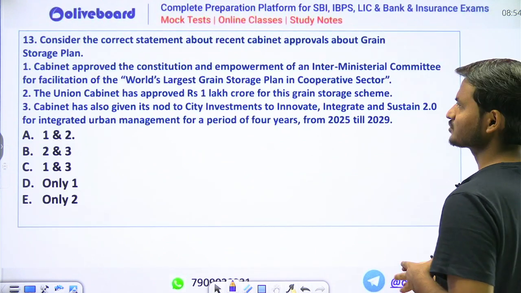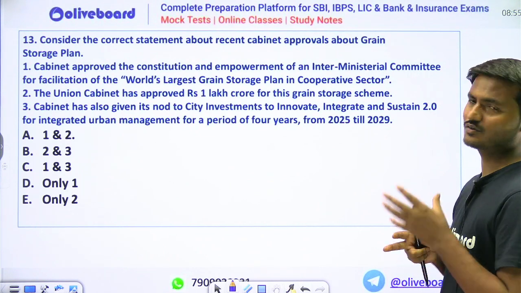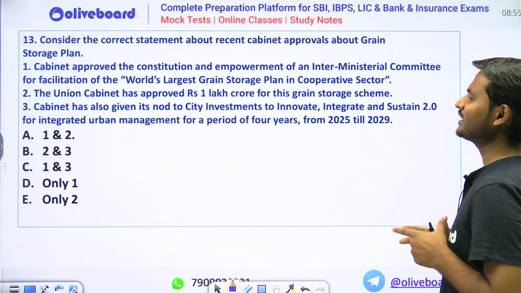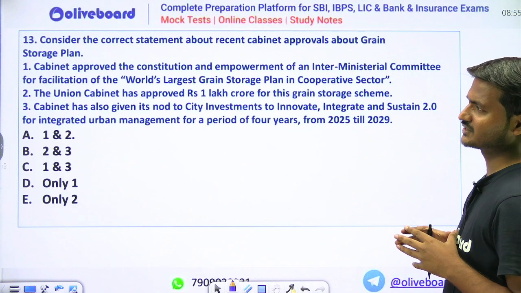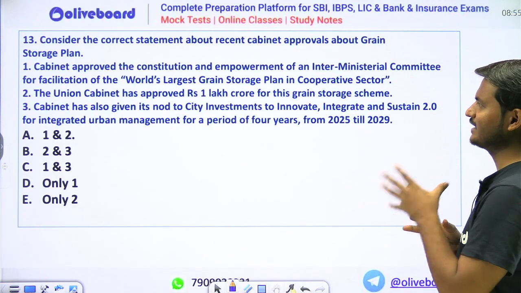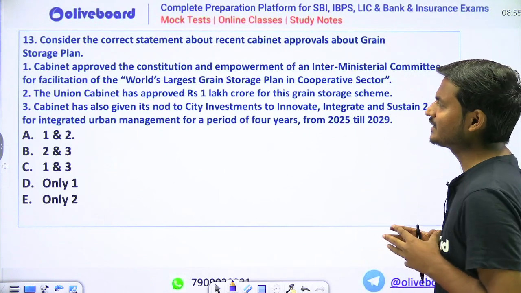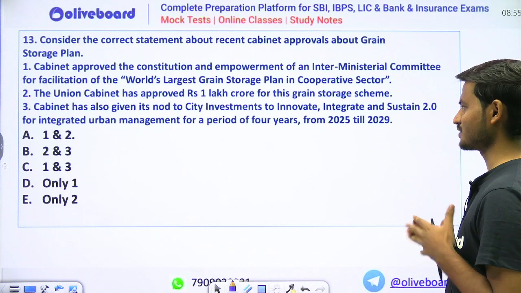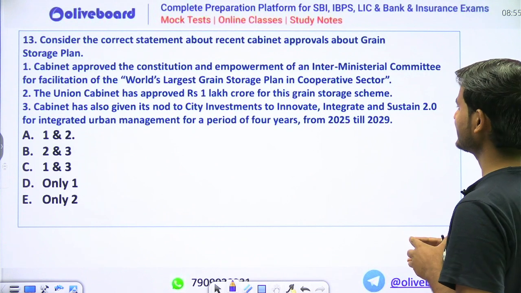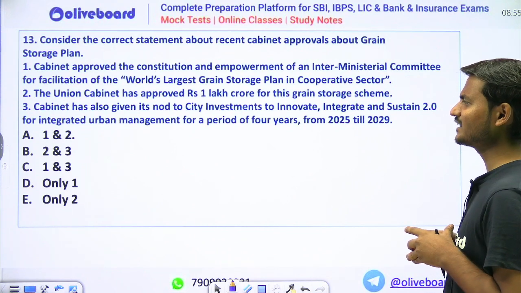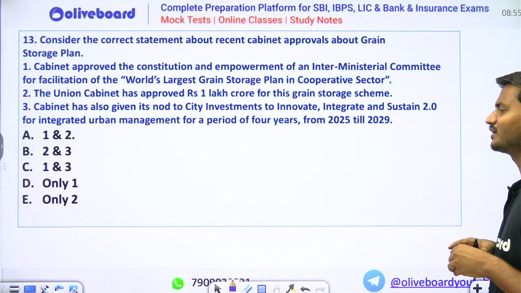Okay. The next question is, consider the correct statements about the recent cabinet approvals about the grain storage plan. Cabinet approved the constitution and empowerment of an interministerial committee for the facilitation of the world's largest grain storage plan in cooperative sector. It is a very positive news, so it can be correct. The Union Cabinet has approved rupees 1 lakh crore for the grain storage scheme. Again good news. Cabinet has also given its nod to City Investment to Innovate, Integrate and Sustain 2.0 for integrated urban management for a period of 4 years, that is 2025 to 2029.